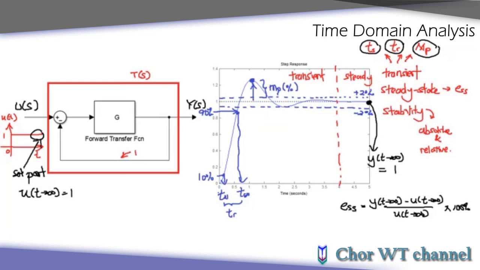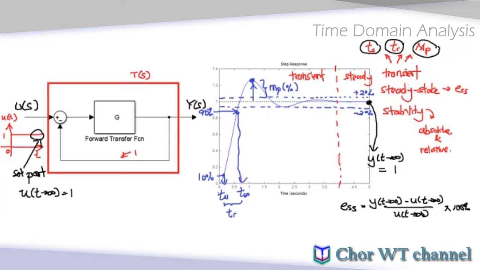Just to repeat, if you want to look at the performance of a system, we look at the transient, we also look at the steady state, and finally we look at the stability of the system. Okay, thank you for watching.